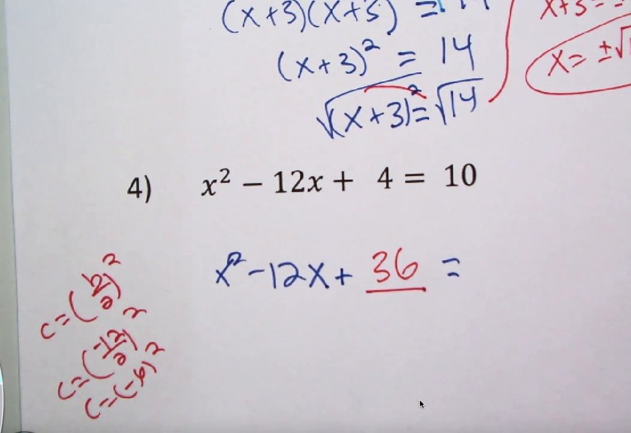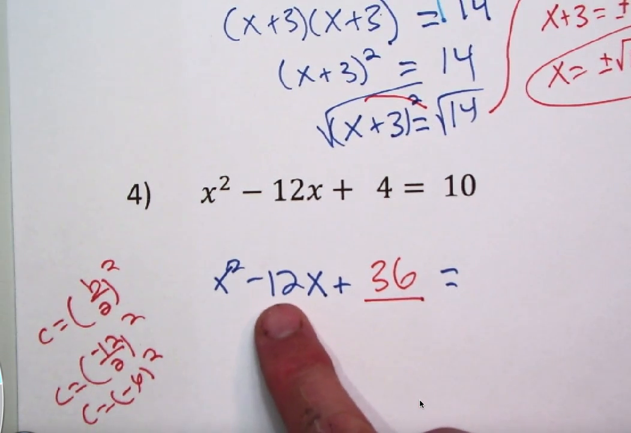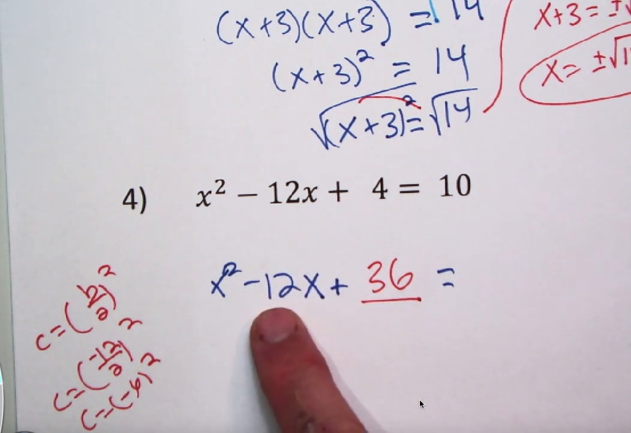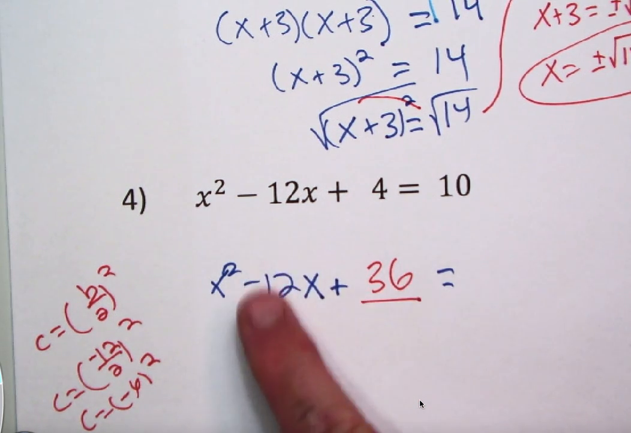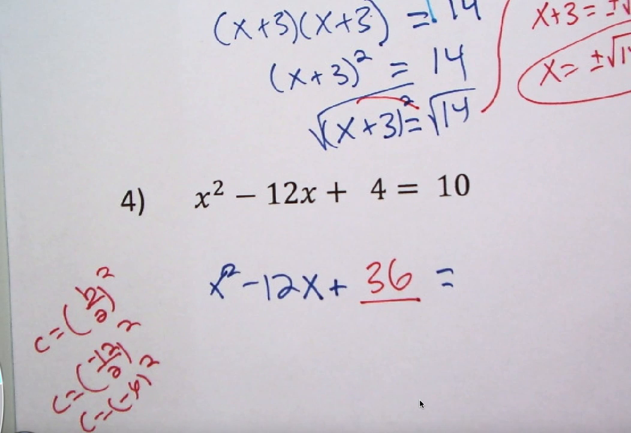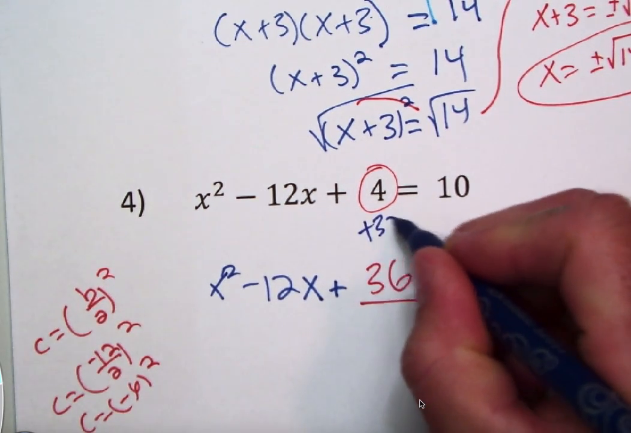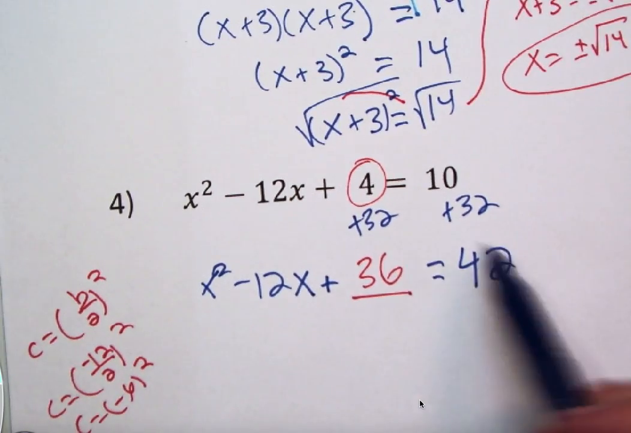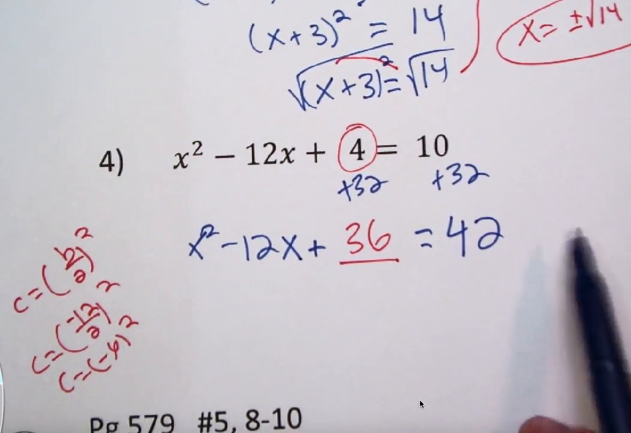So what plus what is negative 12 that multiplies to 36? It's negative 6 times negative 6, and negative 6 plus negative 6 gets you here. All right, currently it's a 4. We really want to turn it into a 36, and it's okay to do that as long as we do it to both sides. So we'll just add the 32 to both sides. This side becomes 42. Now we have an equivalent equation.